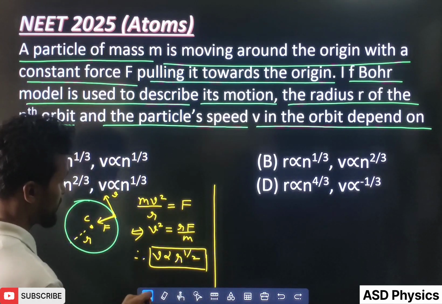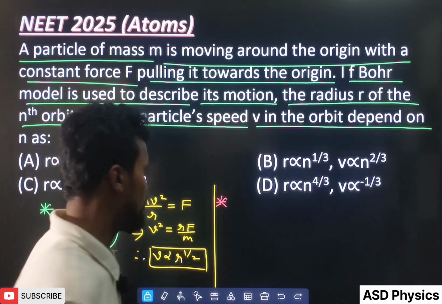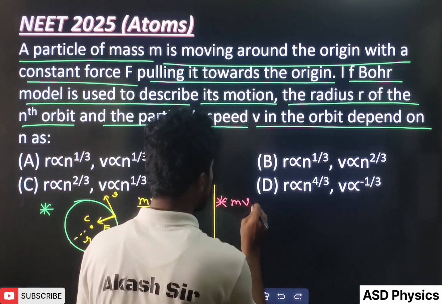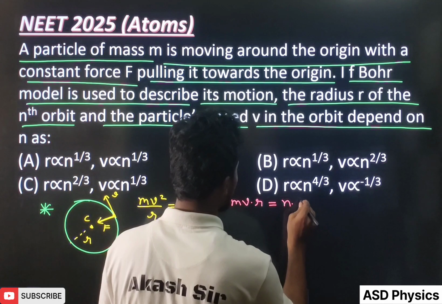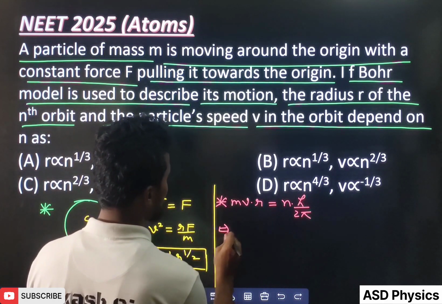Now after that, if we go for the next one, angular momentum, Bohr's second postulate. What does Bohr's second postulate tell? That mvr is equal to nh by 2 pi. Kindly put the values now.